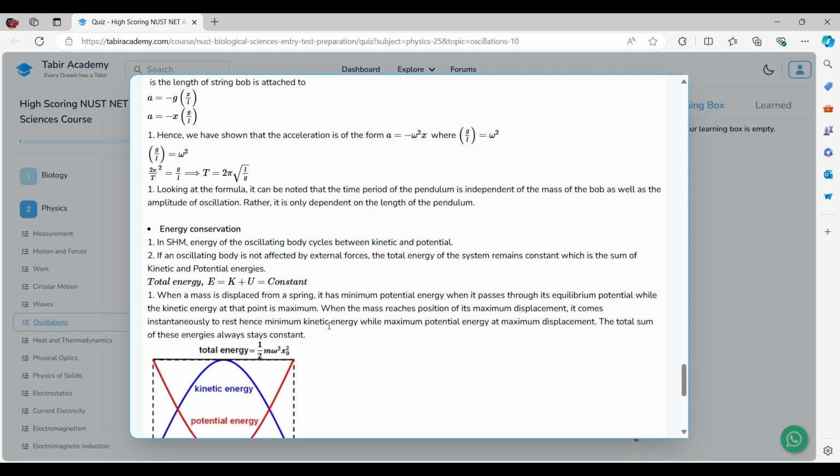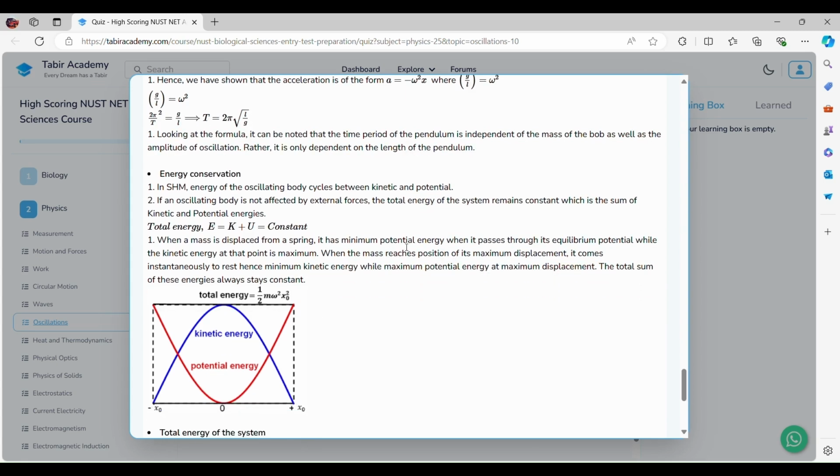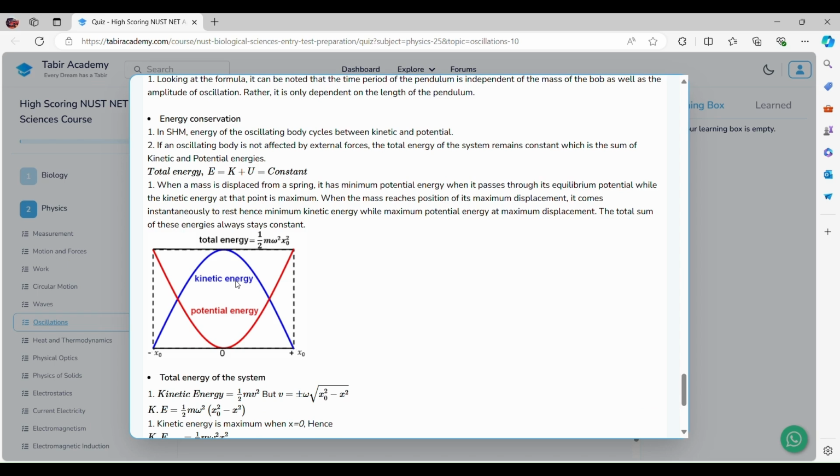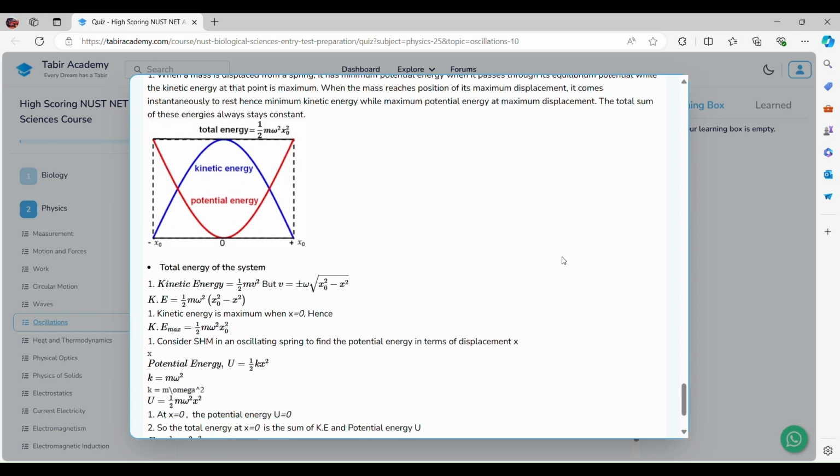When a mass is displaced from a spring, it has minimum potential energy when it passes through its equilibrium position, while the kinetic energy at that point is maximum. When the mass reaches the position of its maximum displacement, it comes instantaneously to rest. Hence, minimum kinetic energy while maximum potential energy at maximum displacement. The total sum of these energies always stays constant. Total energy equals 1 over 2 m omega square x naught square.